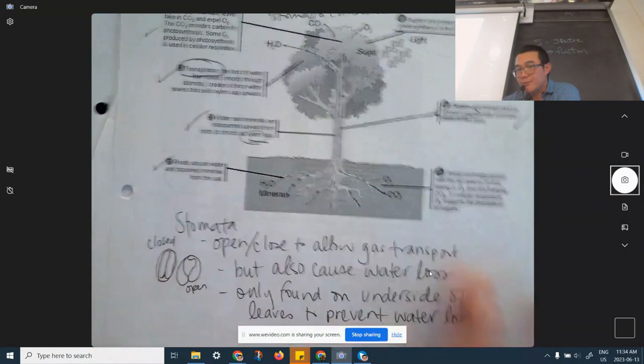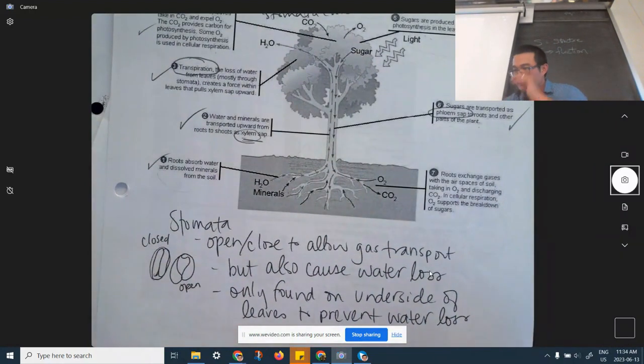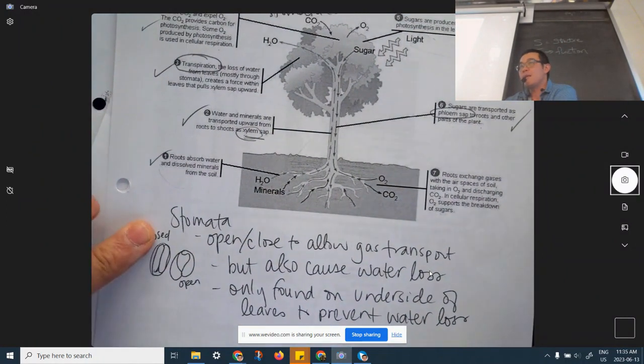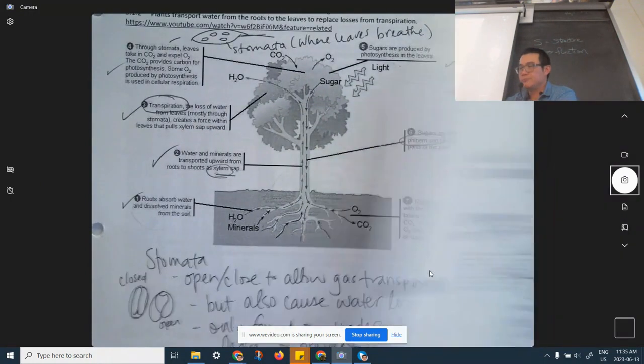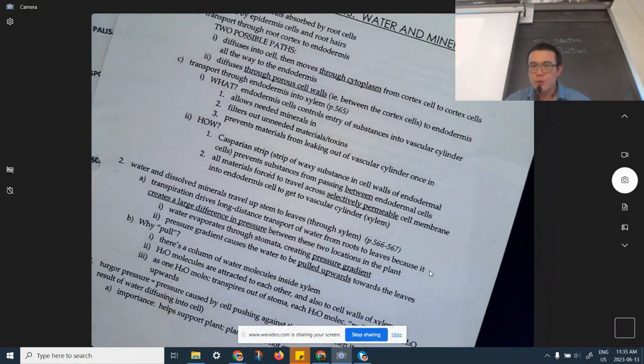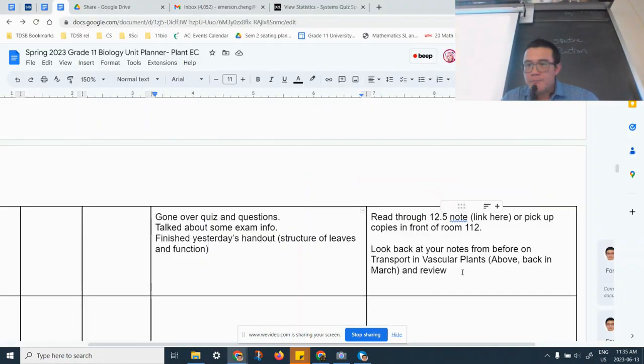We didn't look through this at the time because we didn't spend time on it. But now we learned about stoma or stomata. Stoma and stomata are the same thing, by the way. So now you understand. Make sure you review through those and review for the exam.